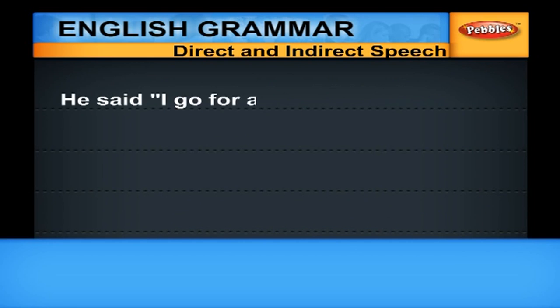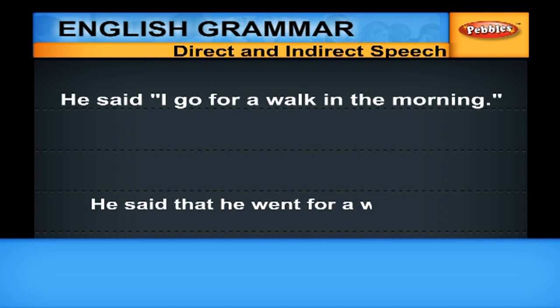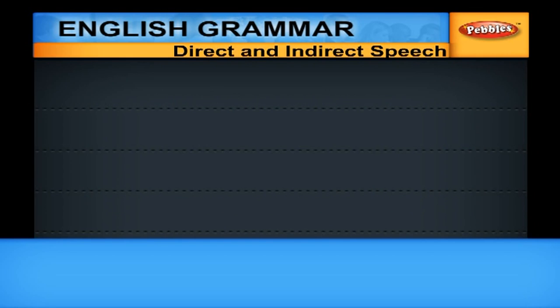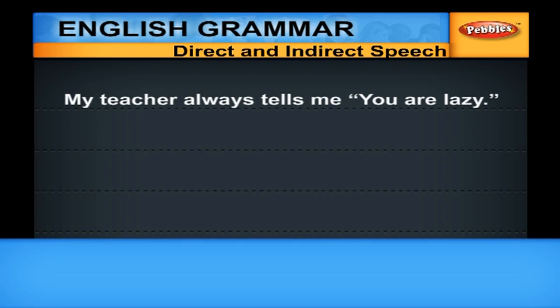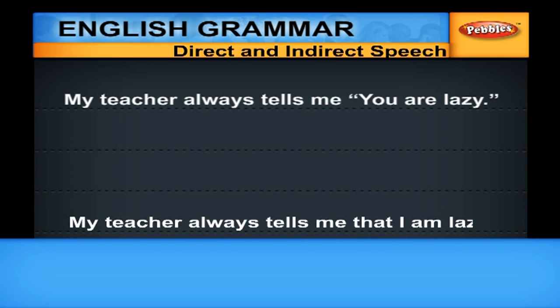He said, "I go for a walk in the morning." He said that he went for a walk in the morning. My teacher always tells me, "You are lazy." The indirect speech will be my teacher always tells me that I am lazy. Since in the reporting verb is in the present tense, you need not make it into a past tense.